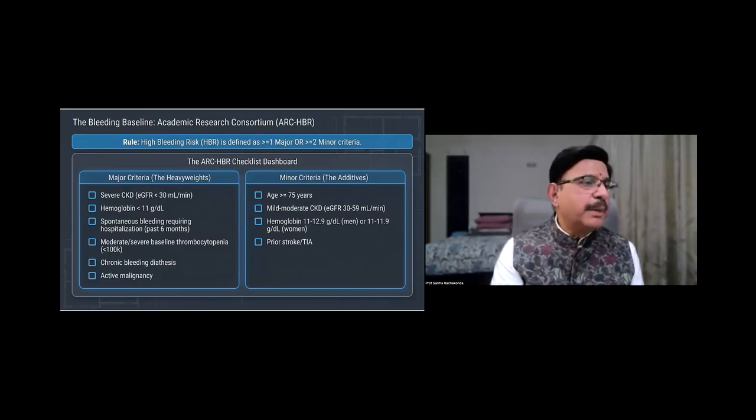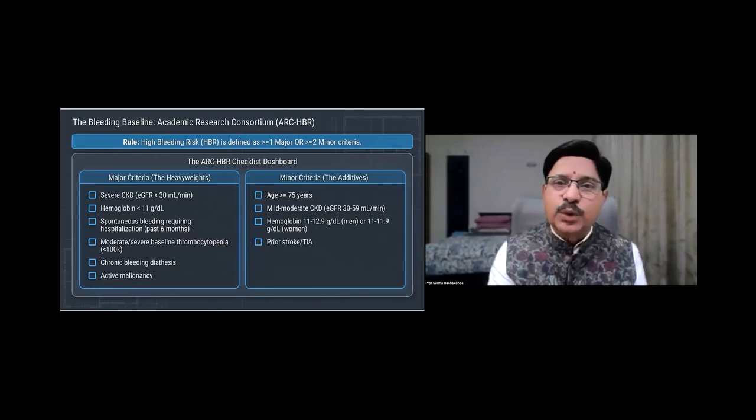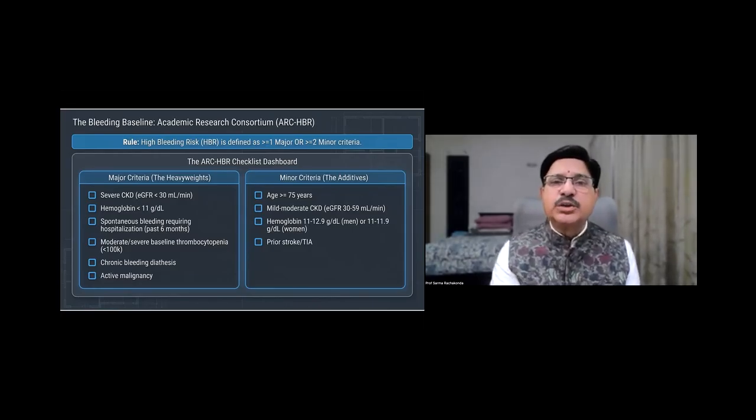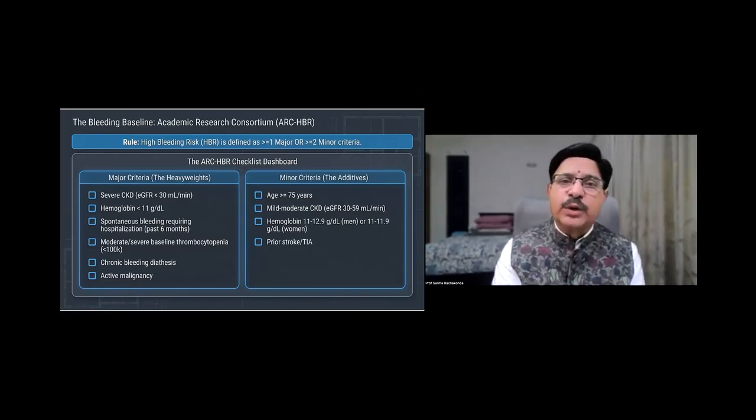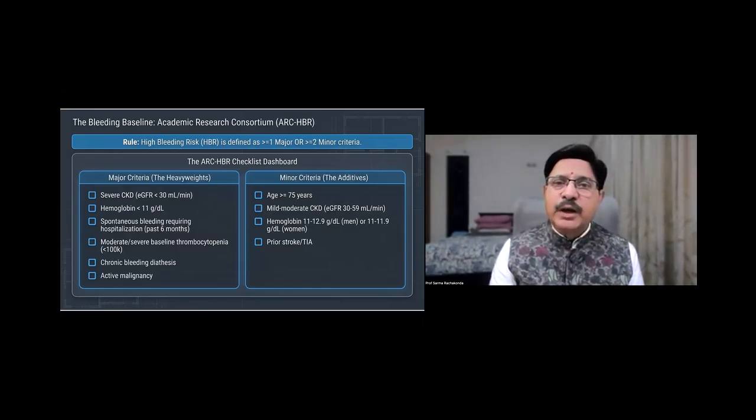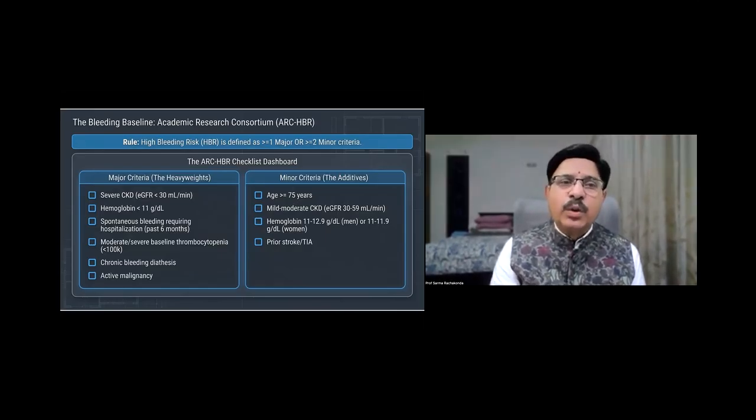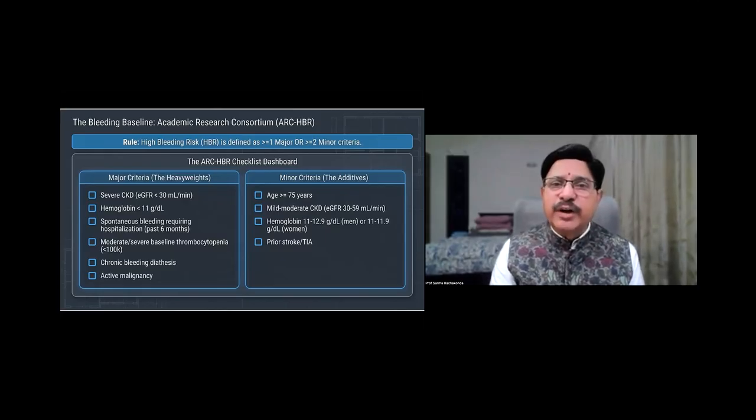The Bleeding Academic Research Consortium. This is called the ARC-HBR consortium. This is to assess the bleeding risk, HBR, in the Academic Research Consortium, ARC. HBR is high bleeding risk. Rule: high bleeding risk is defined as one major or two minor criteria.